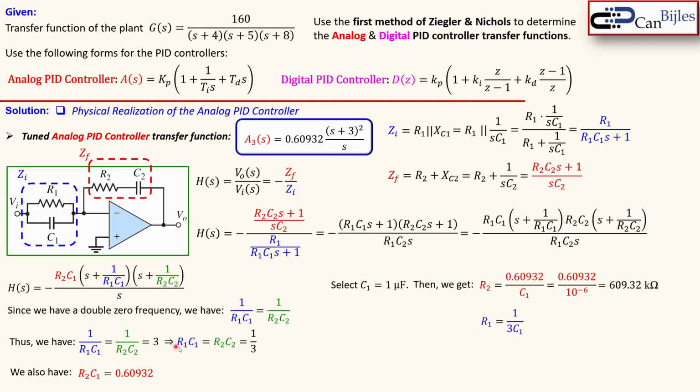R1, now we're looking at this expression. You can now calculate that because the C1 is also known because we have selected that. So we can say 1 over 3 times 10 to the power minus 6, which is the 1 microfarad, and that will then give 333.33 kilo ohms. And how about C2?